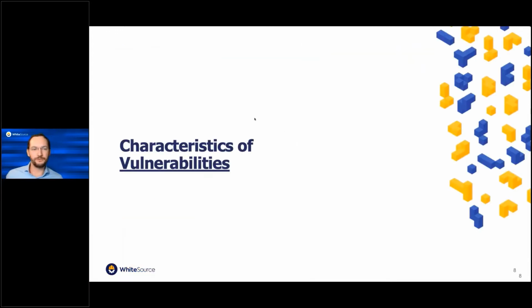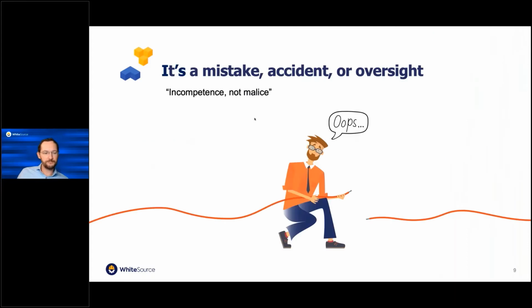So let's start with regular vulnerabilities and talk about the characteristics of those. All right, the first really important thing to understand is that a traditional vulnerability, the ones you probably most have to deal with, the ones you get the most notifications for, is a mistake. It's an accident. It's an oversight, right? This is not a deliberate thing. And to use the old saying, this is incompetence, not malice, right?